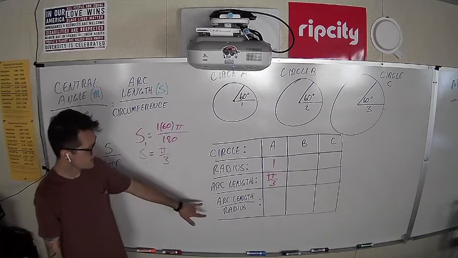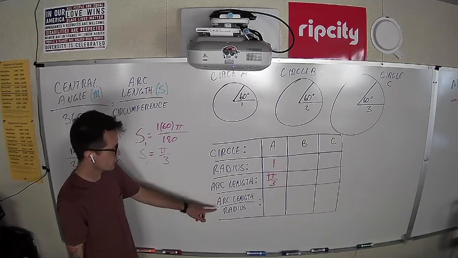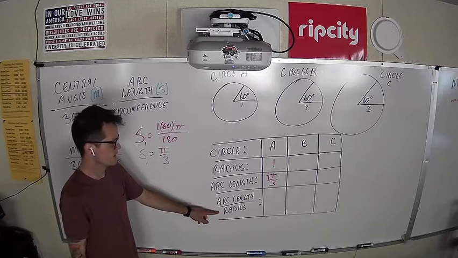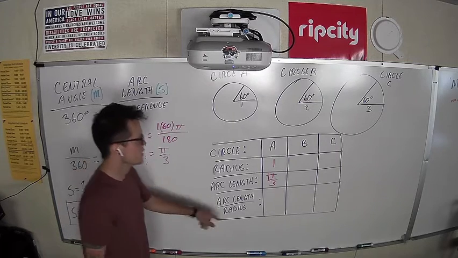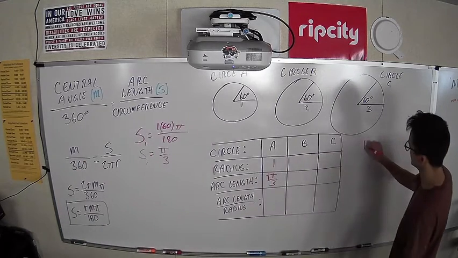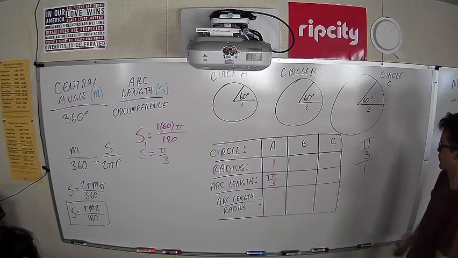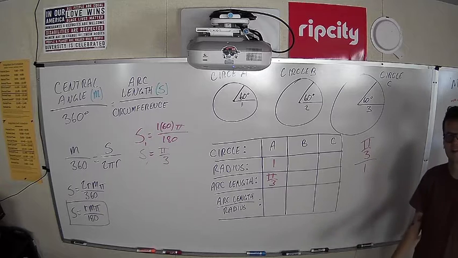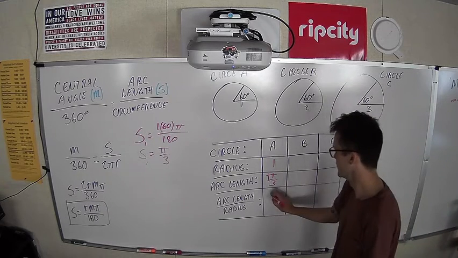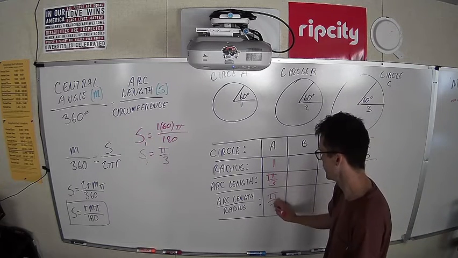Okay, and then this is a ratio that I want to explore: the arc length divided by the radius. Arc length divided by radius. So what we're going to do is pi over 3 divided by our radius, which is 1. Well, in this case, anything divided by 1 is 1. That one's nice and easy. So this one's just going to be pi over 3.